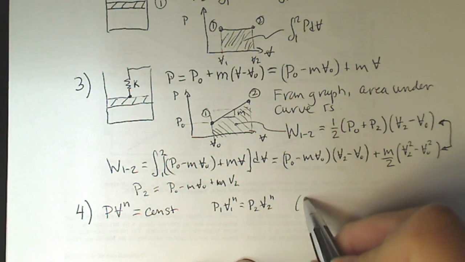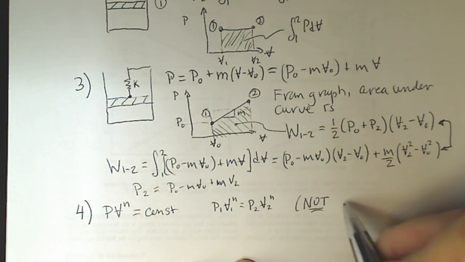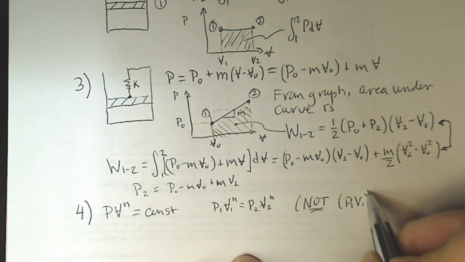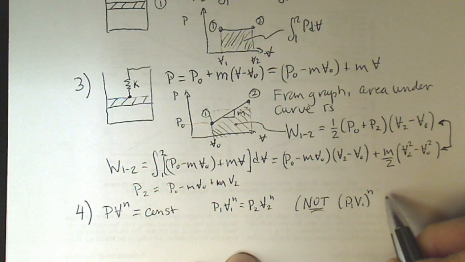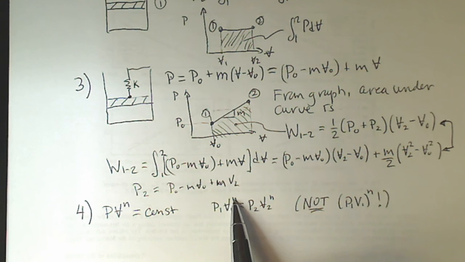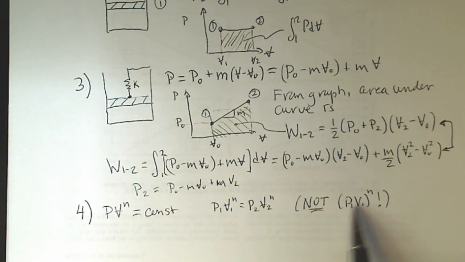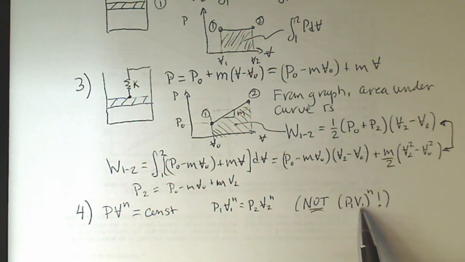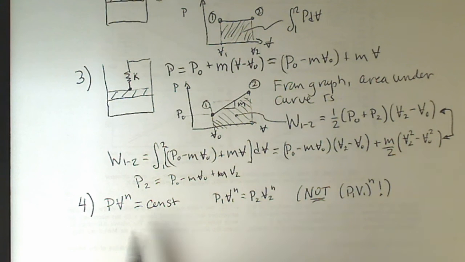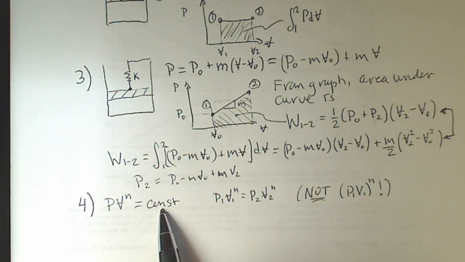And I just need to tell you that this is not P1V1 raised to the n. In other words, the volume is raised to the exponent, not pressure times volume raised to the exponent. Okay, so I think it's clear mathematically, but sometimes this is misinterpreted and people miscalculate this. So anyway, if we have such a relationship, then how does P vary with V?